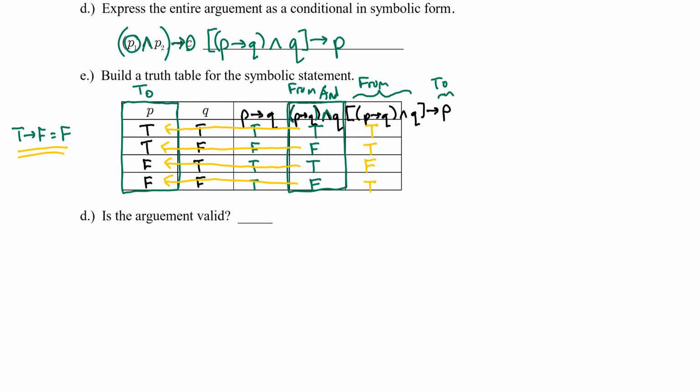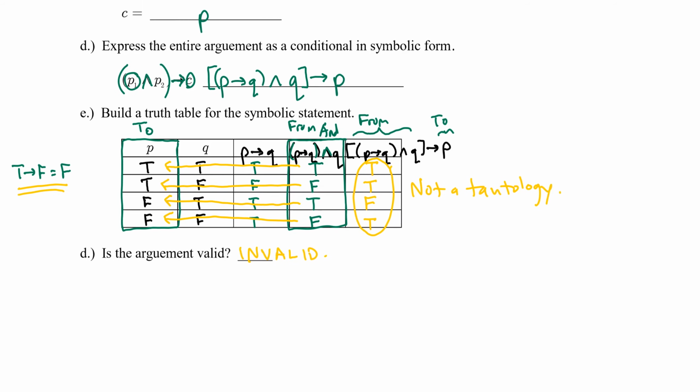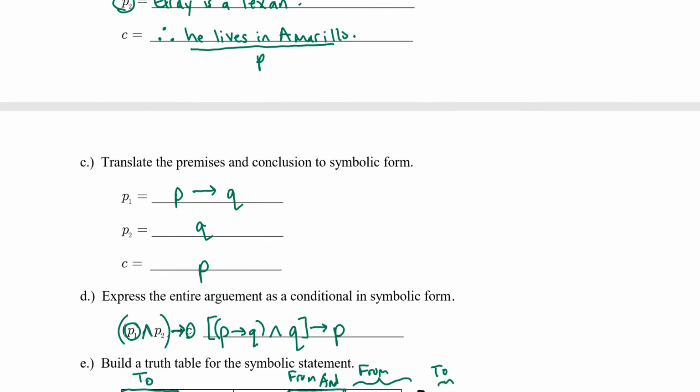Is the argument valid? Notice the argument is not a tautology. Not a tautology. It has one false. Therefore, the argument is invalid. Okay? So the reasoning in this argument is incorrect.